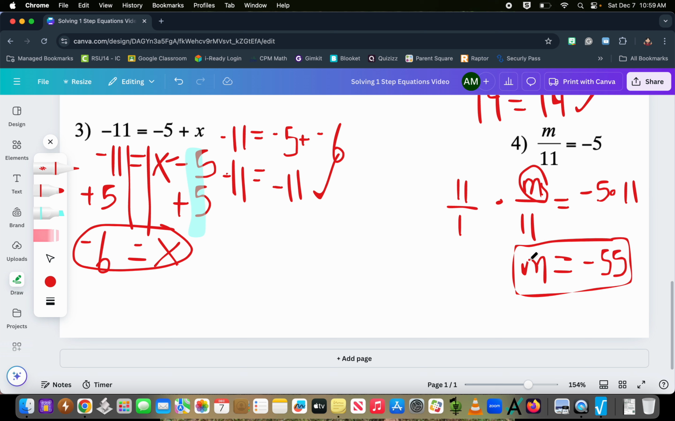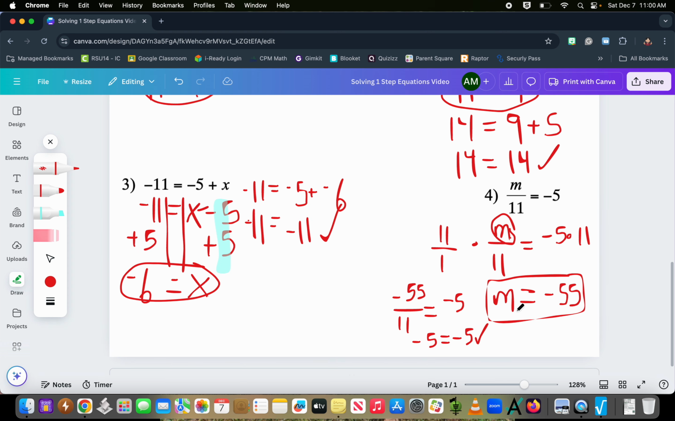And then the last step is to substitute it back in to check to see if that works. So I need to take this number and put it right up here. Is negative 55 divided by 11 equal to negative 5? Well, 11 goes into 55 5 times, and since it's a negative divided by a positive, it does make negative 5, meaning negative 5 equals negative 5. So our answer checks out.